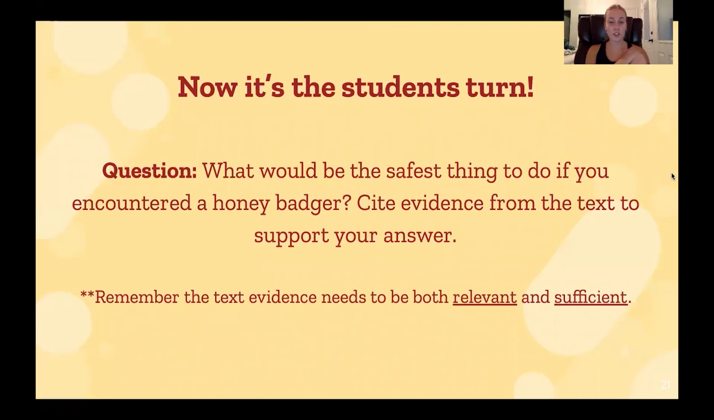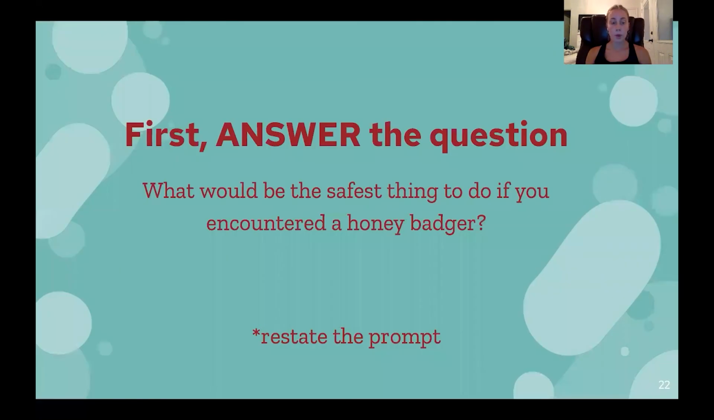All right, now it is your turn to do the same thing that Ms. Hilton just did. So our question is, what would be the safest thing to do if you encountered a honey badger? Cite evidence from the text to support your answer. So this would be the time to pause the video and go back to the short story, the same short story, and pick out evidence that would help you best answer this question. So go ahead and just pause it here or wherever and go back to the story at whatever point. Remember, it is important that you restate the prompt so that you can answer the question the best way possible.